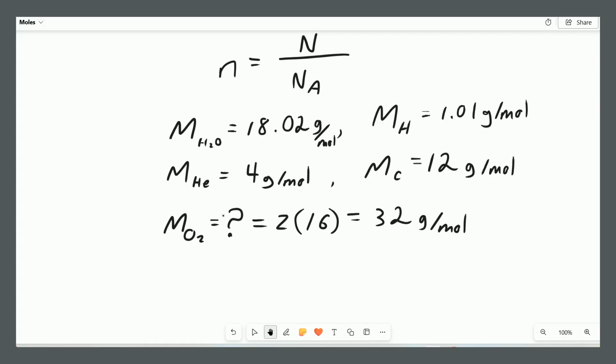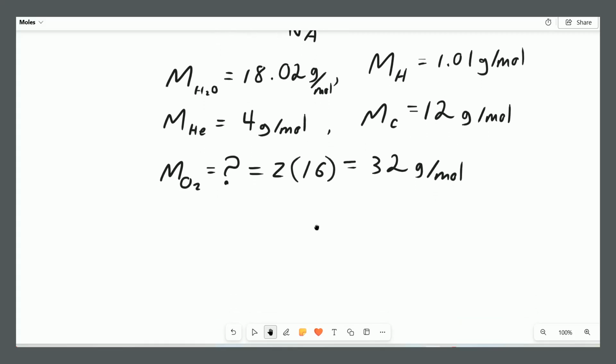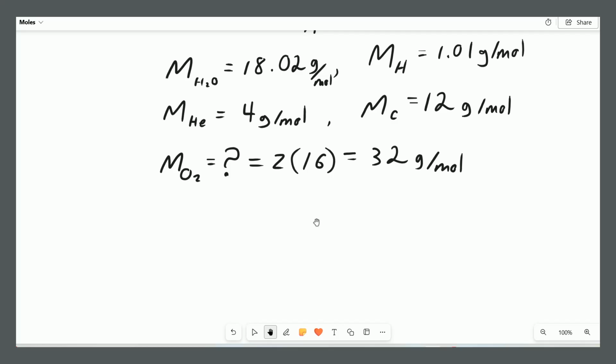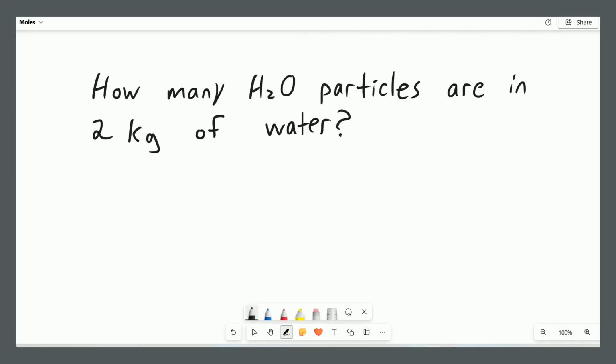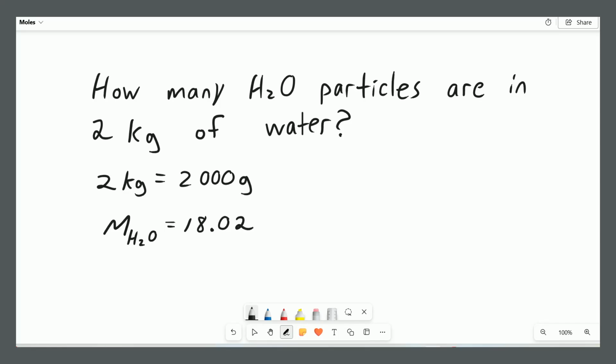So one kind of example that you could solve with this kind of information is how many H2O particles are in 2 kilograms of water? Well, first we can say that 2 kilograms is 2,000 grams. And we know that the molar mass of water is, as calculated above, 18.02. Again, how did we get that?